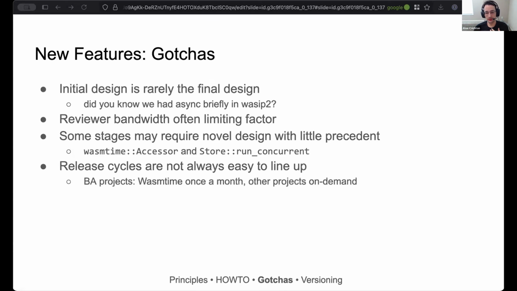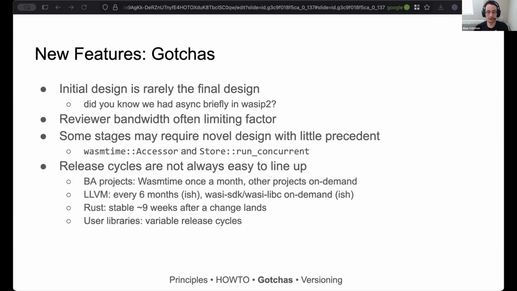And then finally, there's a lot of release cycles we need to manage. For example, we've got Bytecode Alliance projects that we generally control. We can do those on demand, but LLVM, for example, is once every 6 months. Rust, once you land something, is about 9 weeks to become stable. User libraries have their own various things. For example, the Mio or Tokio crates have their own release cycles. So this is very much a concern if we want to plan all these out, we have to line everything up and consider all of this to make sure that we're landing in a spot where we can land changes, and we can eventually get to testing these changes, but it all takes that into account.